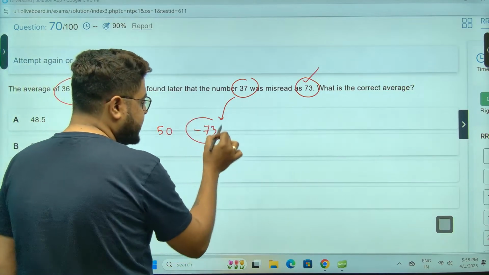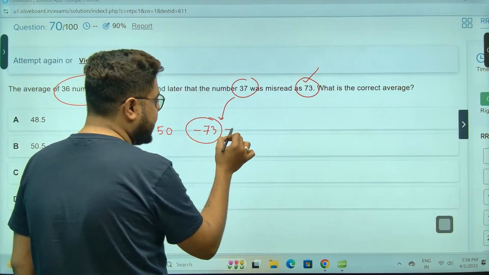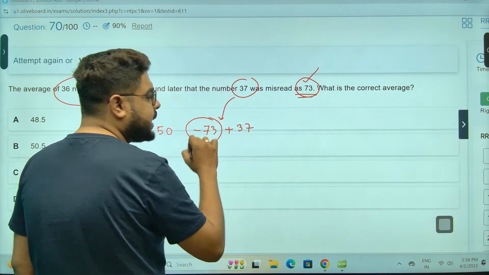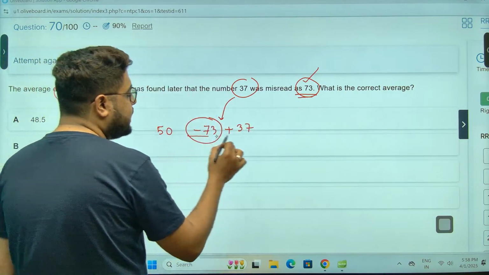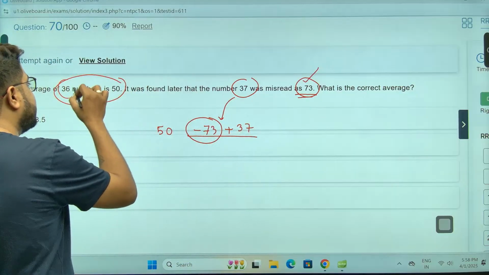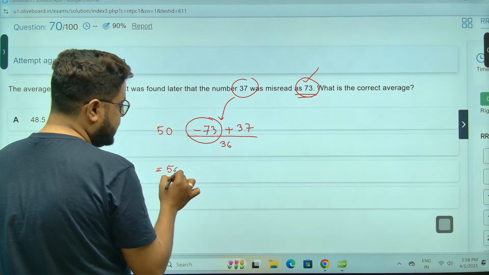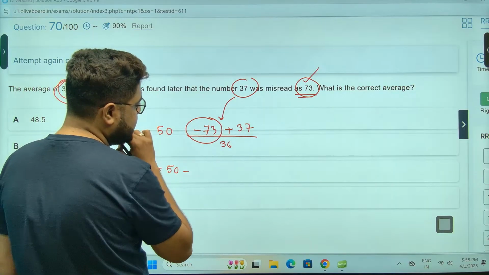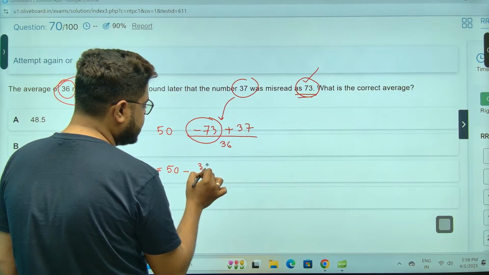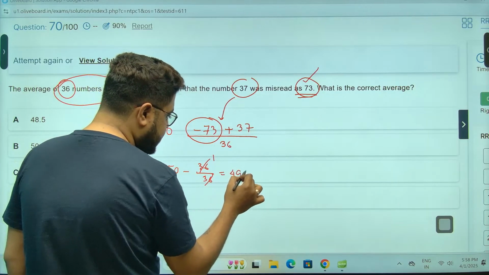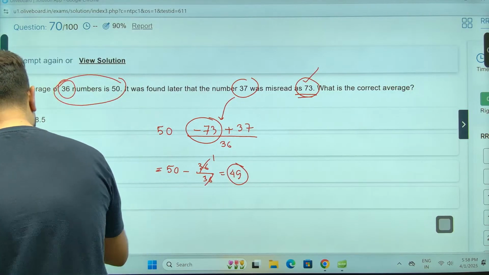So this is the deviation. Subtract the wrong number and add the correct number, that is 37. For the average, you need to divide the deviation by 36. It will be 50, plus and minus. The answer will be 49, option D.